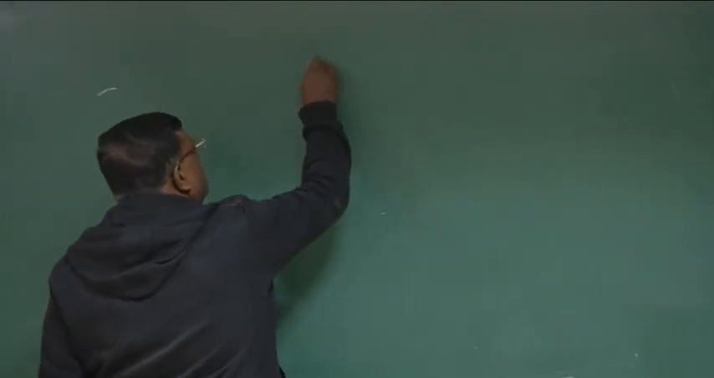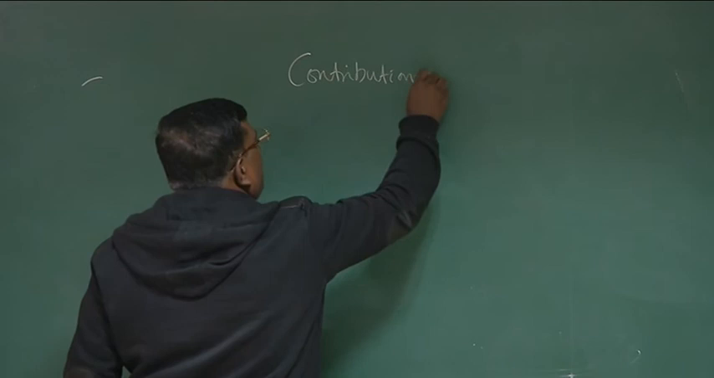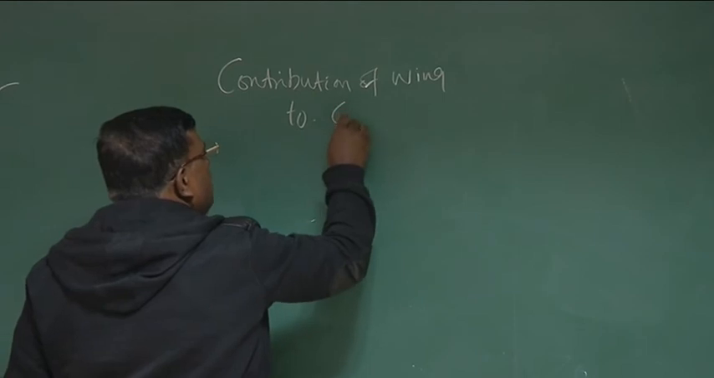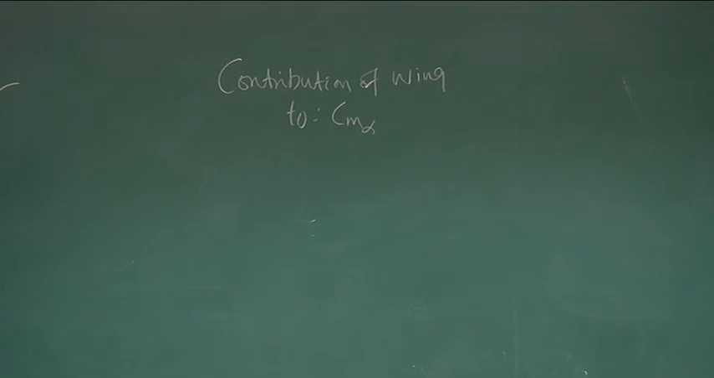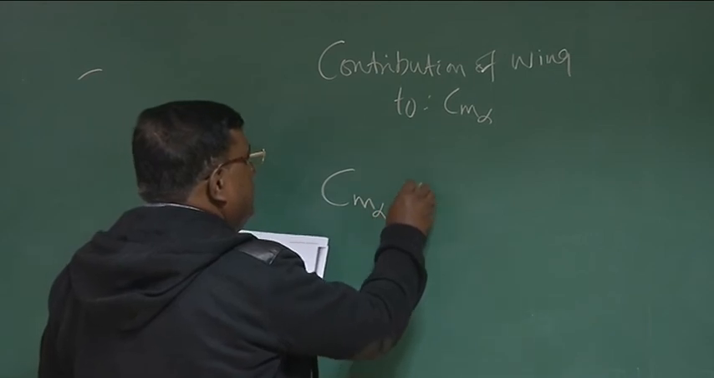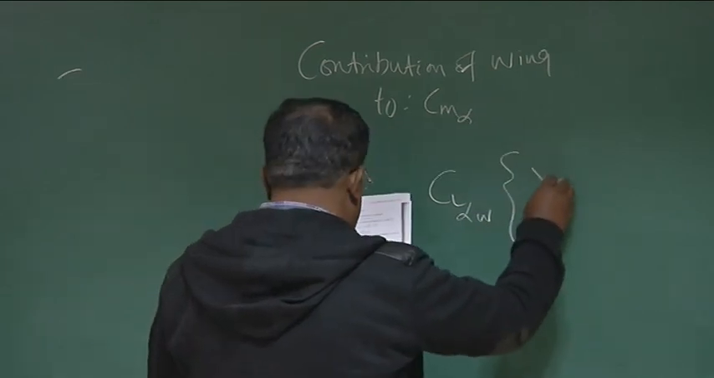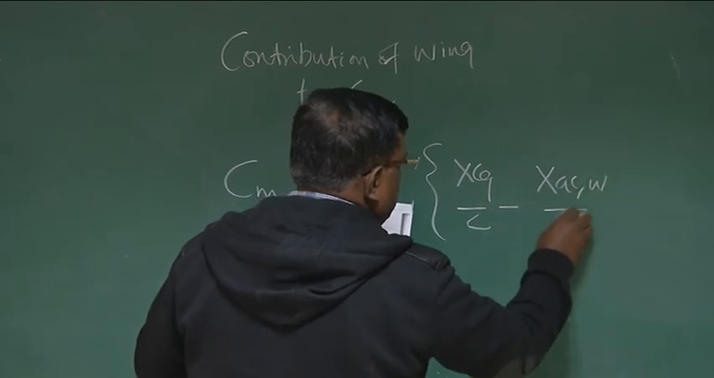Now we are talking about contribution of wing towards Cm alpha or static stability. One thing a priori you know that AC of the wing for this configuration is ahead of CG of the airplane, so Cm alpha sign will be positive. So let us see what happens. If I write Cm alpha wing, which I have derived, which is equal to CL alpha wing into x CG by C minus x AC wing by C.